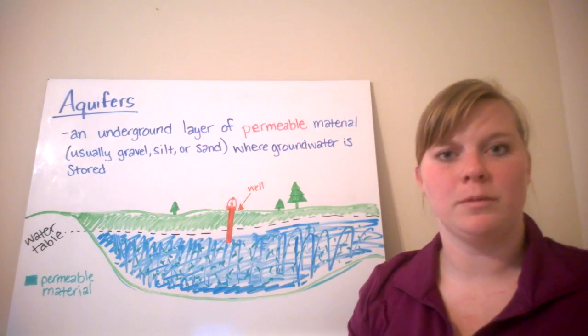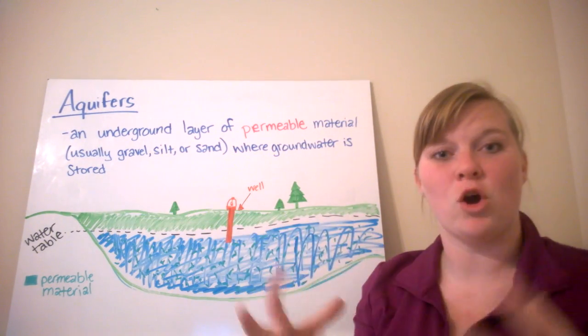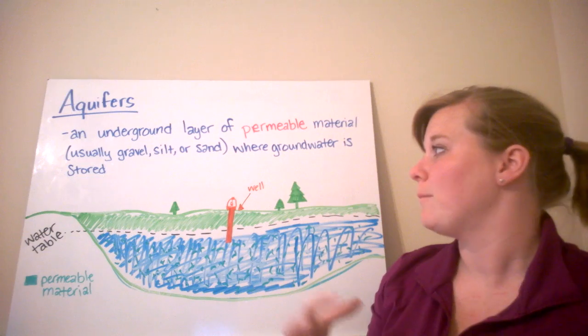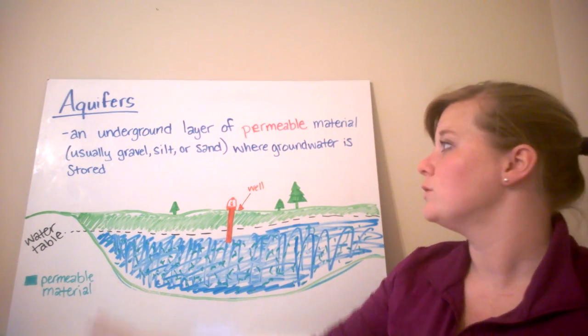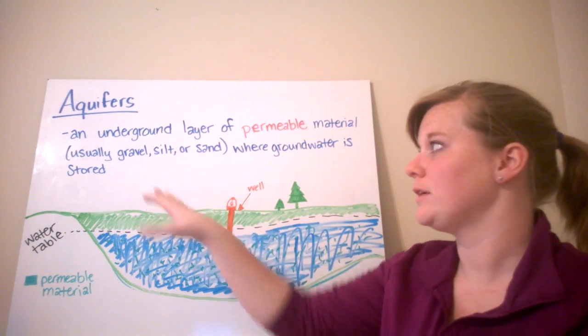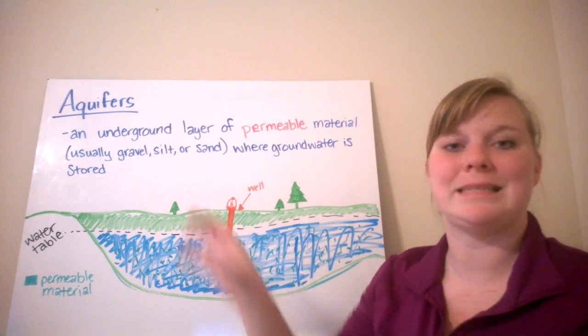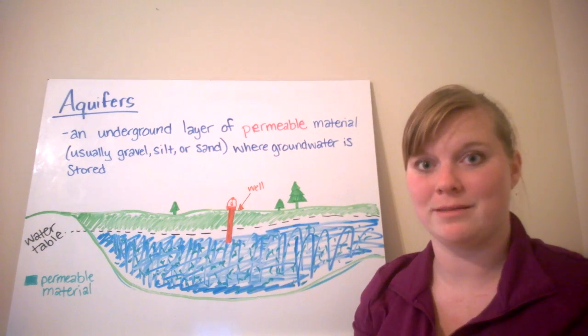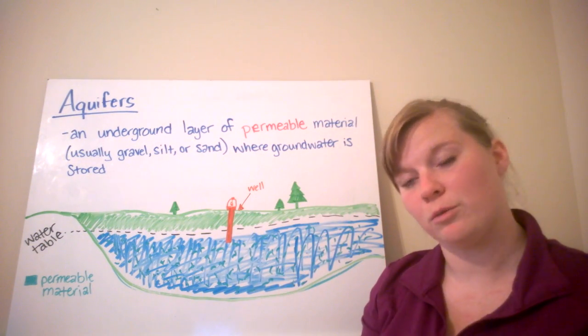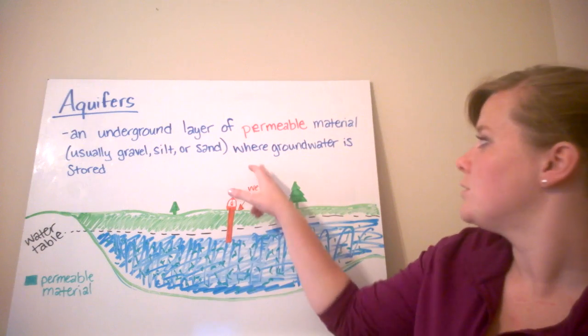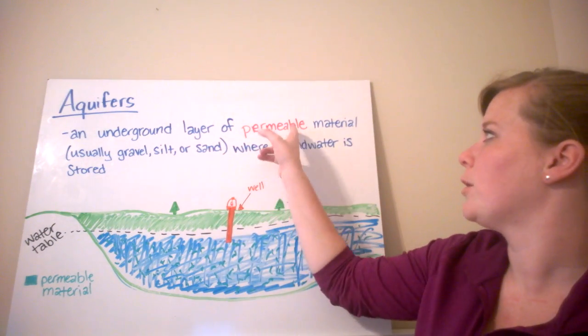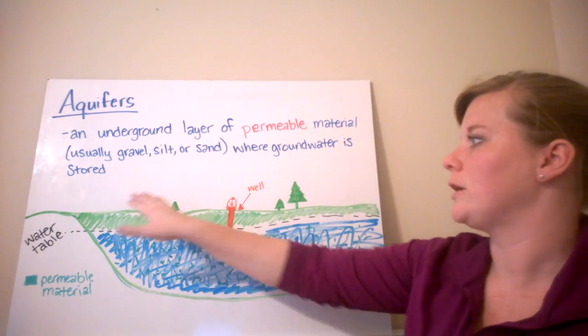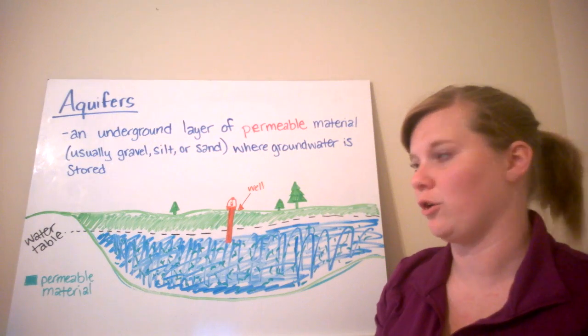So our permeable material is either going to leave lots of open airspace or be a very absorbent material. Silt is fairly absorbent. Gravel and sand leave lots of open space for water to permeate through, for water to enter. So it's an underground layer of permeable material where groundwater is stored. Again, that's how we're going to get our groundwater.